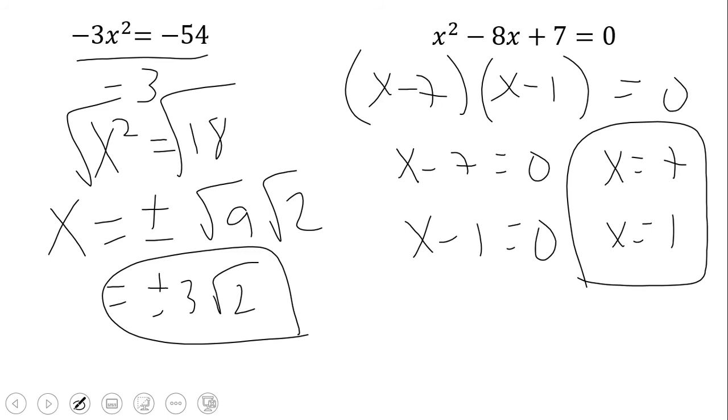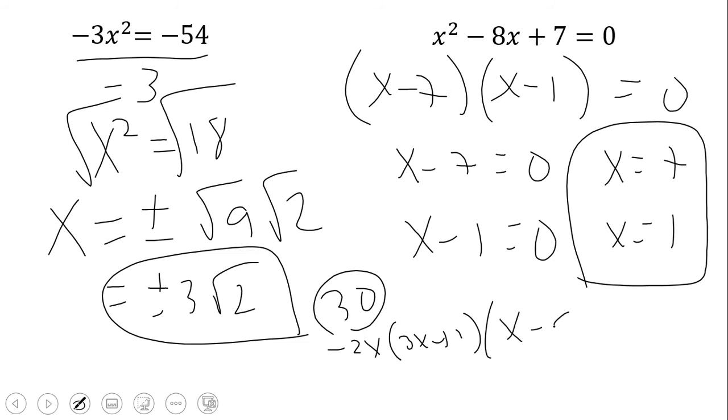Adding in the problems that I missed here, so going back for a second to number 30, notice that in number 30, the problem is wonderful because it's already factored for you. So -2x, 3x plus 1, x minus 8, and x plus 2.